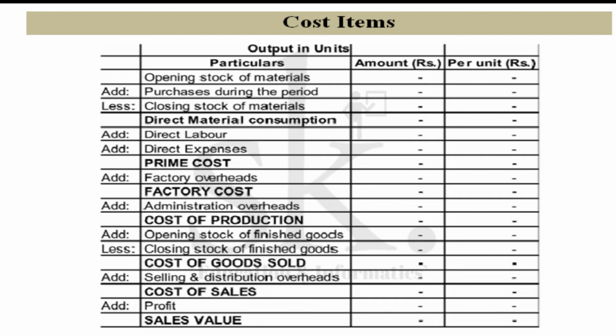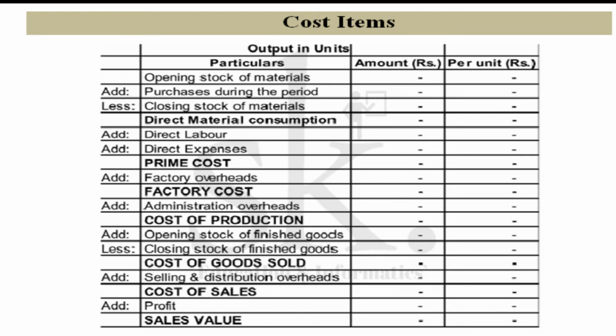So the major heads here are raw material, direct labor, direct expenses, factory expenses, administrative overhead or office and administration expenses, and selling and distribution expenses. These expenses are all important because these are the major components which will be moving into final accounts.